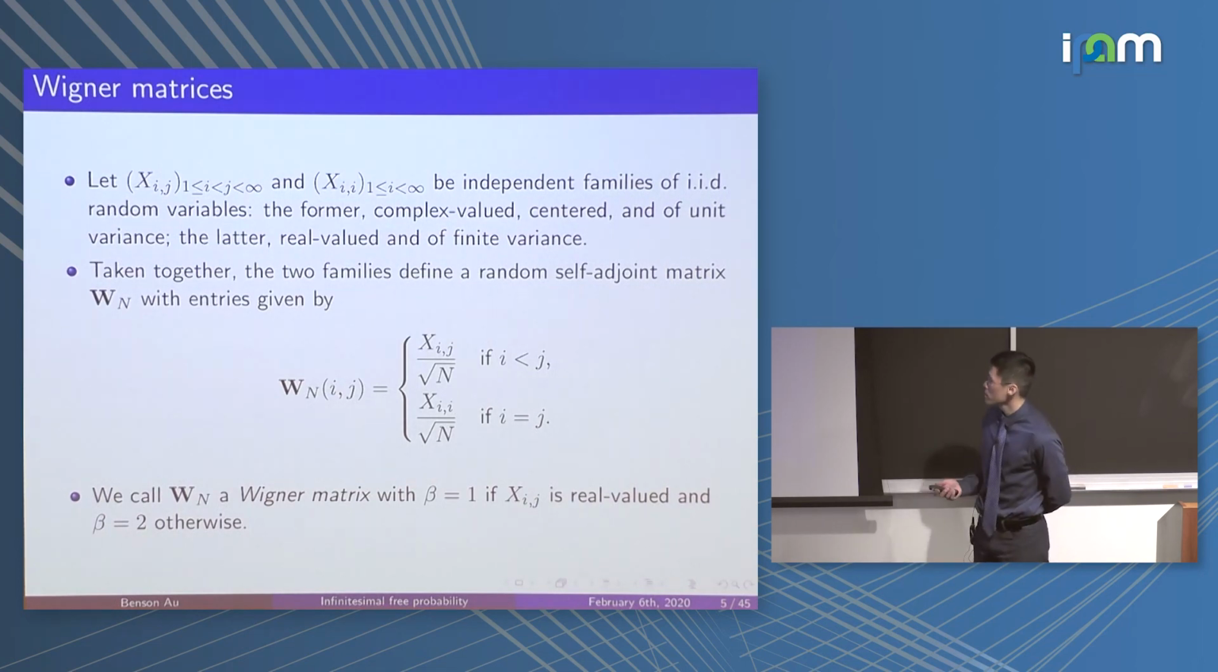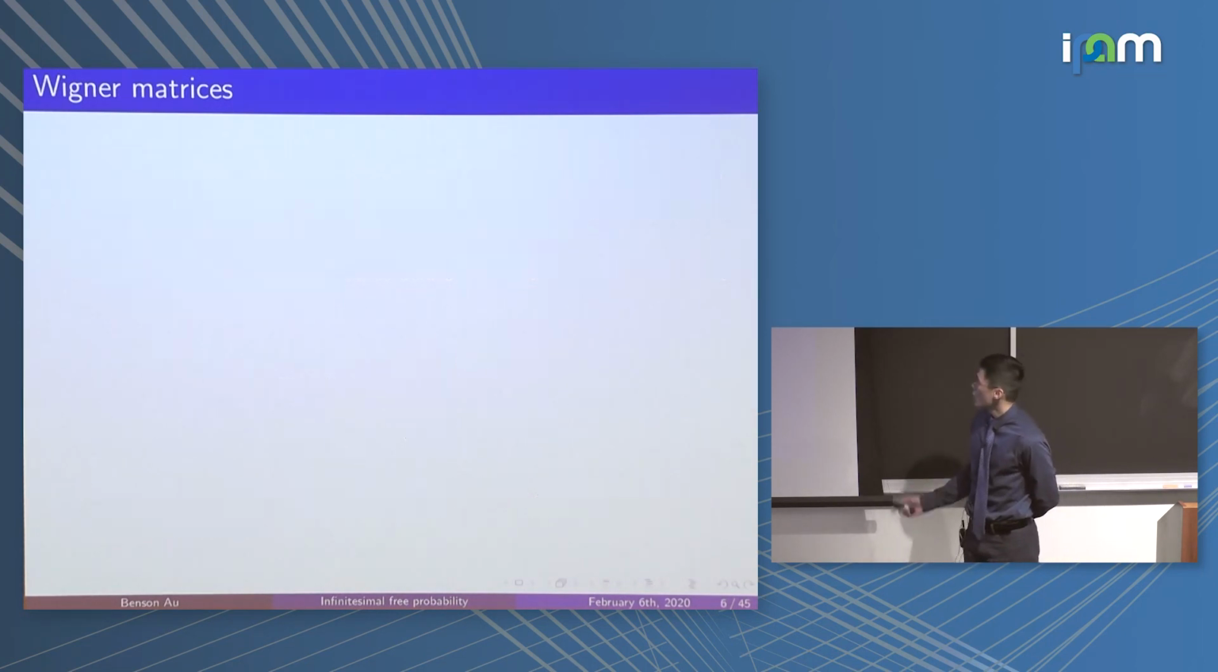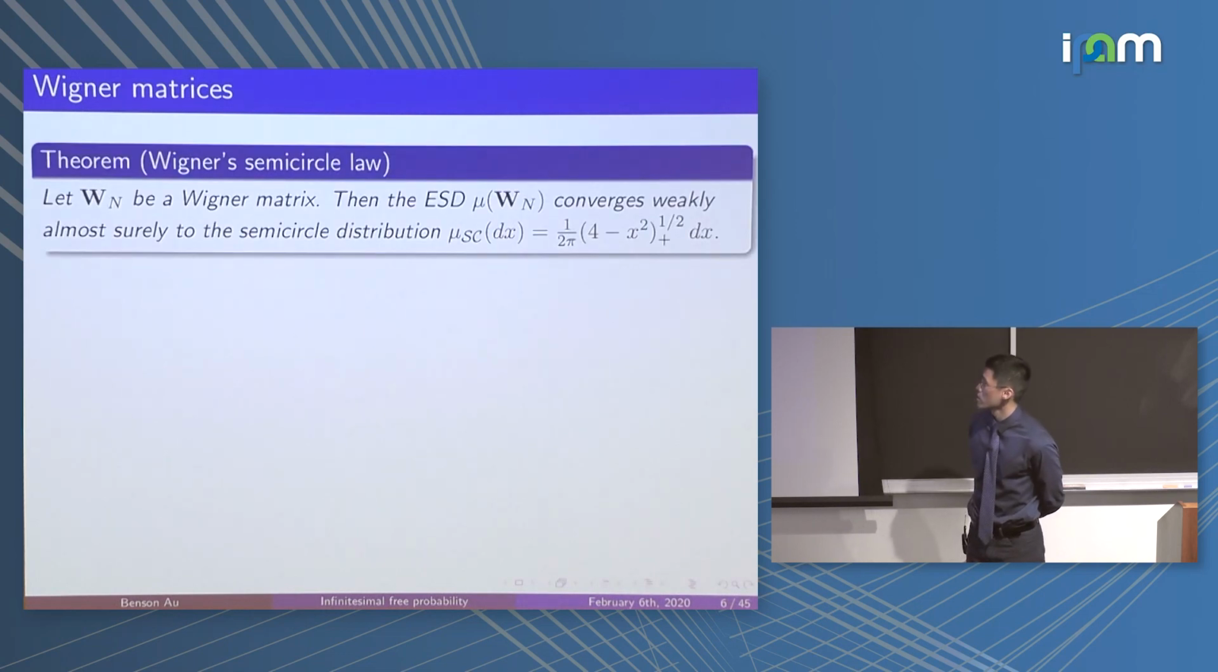And if there were complex random variables, then when I reflect, I not just take the reflection, I have to take the adjoint, right? So I have to take the complex conjugate. So I'm going to call that beta equals 2. And in this case here, the first result is quite old. This is from the 50s. What happens to the spectral measure when you take n to get larger and larger? Well, it just converges to the semicircle distribution.